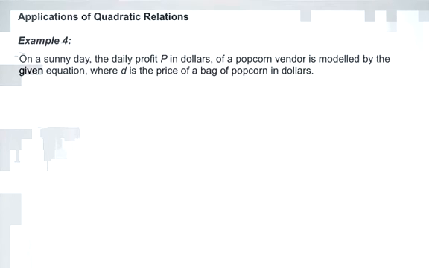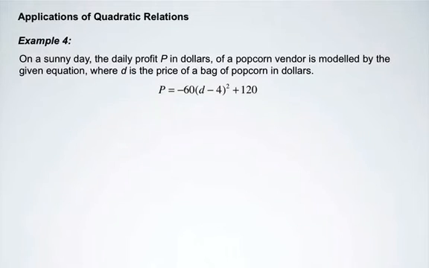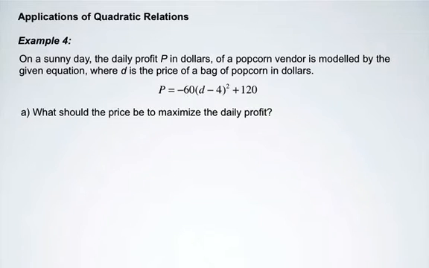Example 4. On a sunny day, the daily profit, P in dollars, of a popcorn vendor is modeled by a given equation, where D is the price of a bag of popcorn in dollars. So P, the profit, is equal to minus 60 times D minus 4 squared plus 120. What should the price be to maximize the daily profit? What is the maximum daily profit?